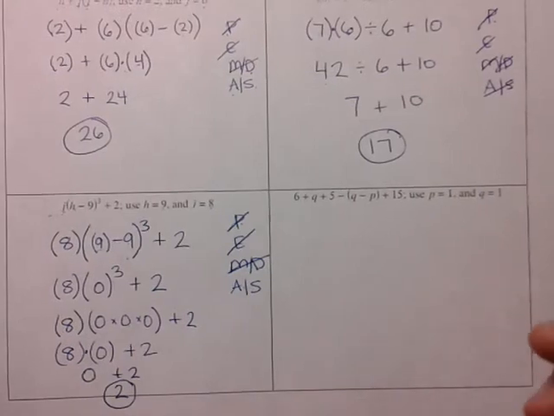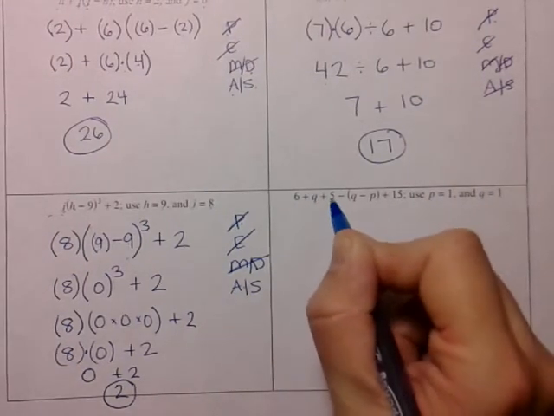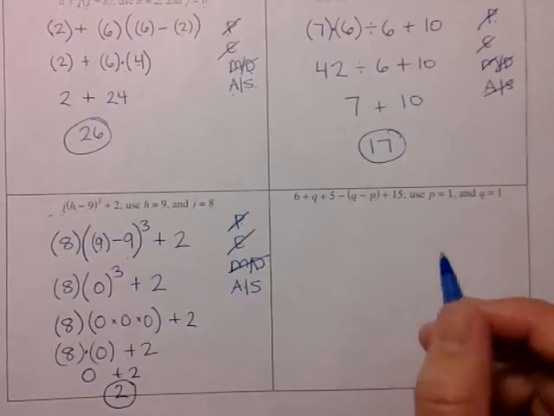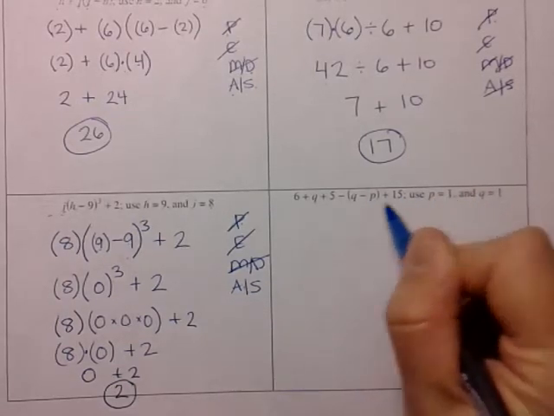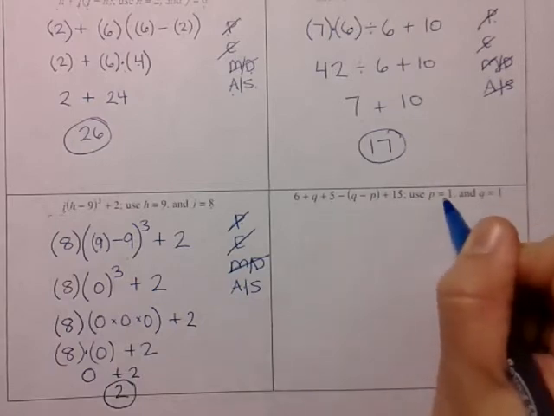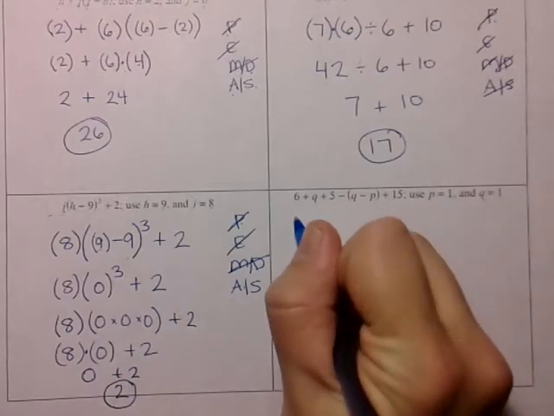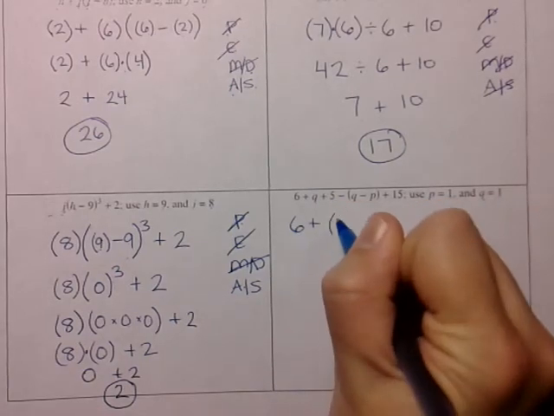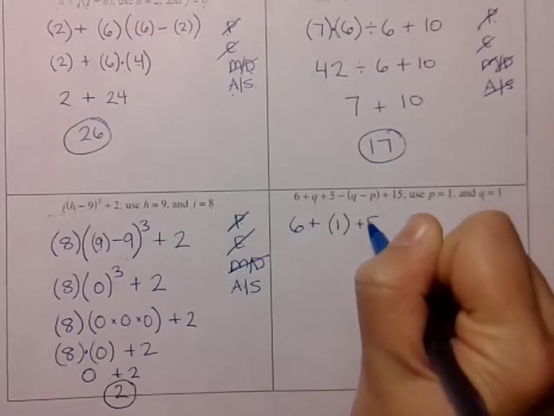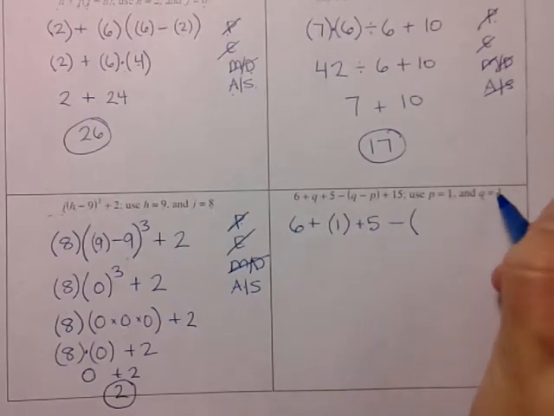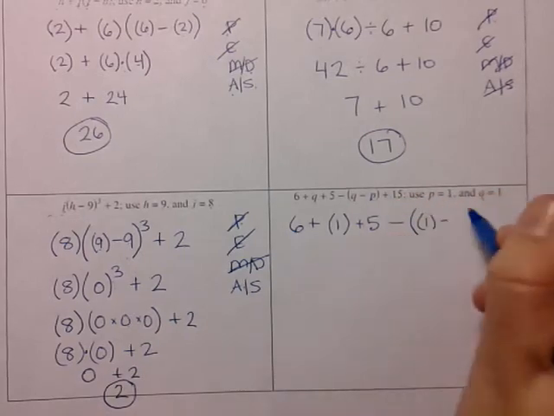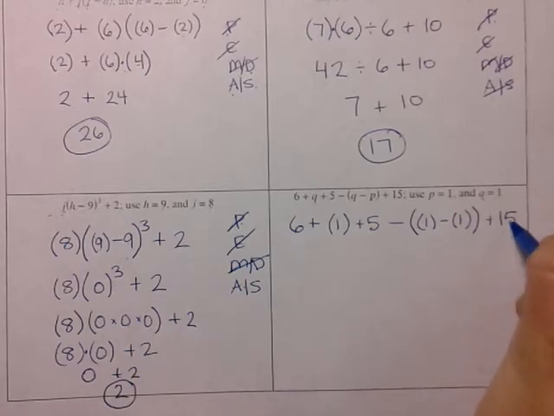Last example. 6 plus q plus 5 minus q minus p plus 15. Looks complicated, not hard at all. All I do is plug in each of my numbers, p equals 1 and q equals 1. So here we go. 6 plus, take out the q, plug in 1 in parentheses, plus 5 minus q is 1, minus p, take out the p, plug in 1, close parentheses, plus 15.